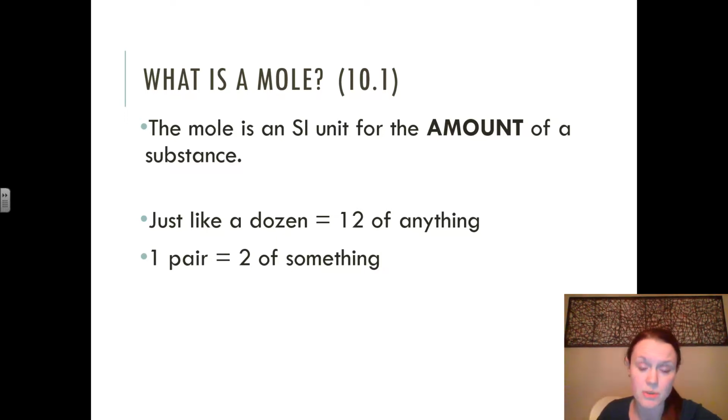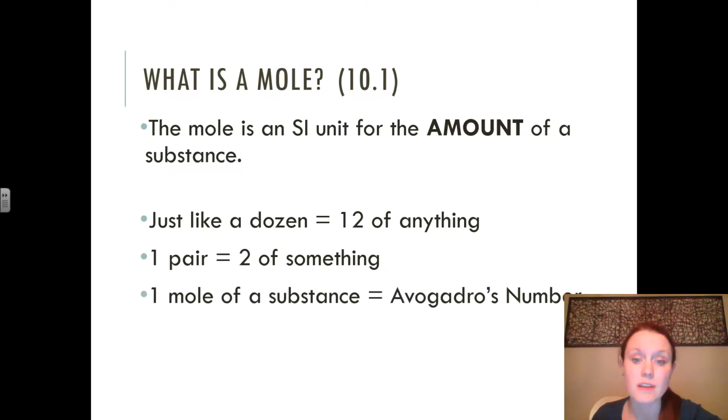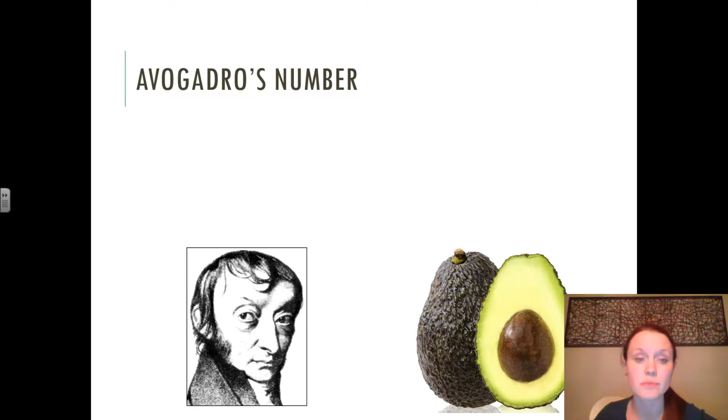Same thing with a pair. You can have a pair of socks, or a pair of shoes, or a pair of chairs. Everybody knows that if you have a pair of it, you have 2 of whatever it is. The mole is very similar to a dozen or a pair. It's a counting unit. One mole of something is Avogadro's number of that particular thing, so it's a counting unit just like a dozen or a pair.